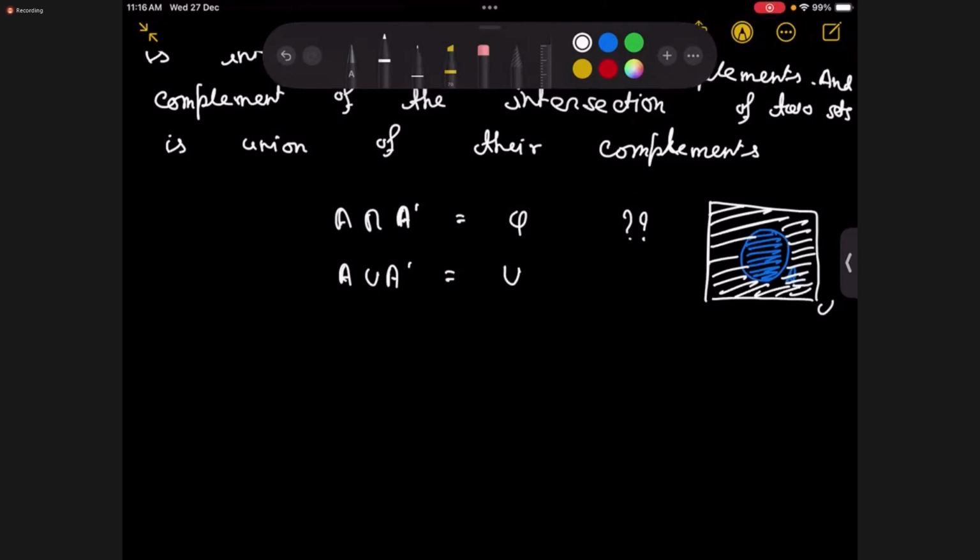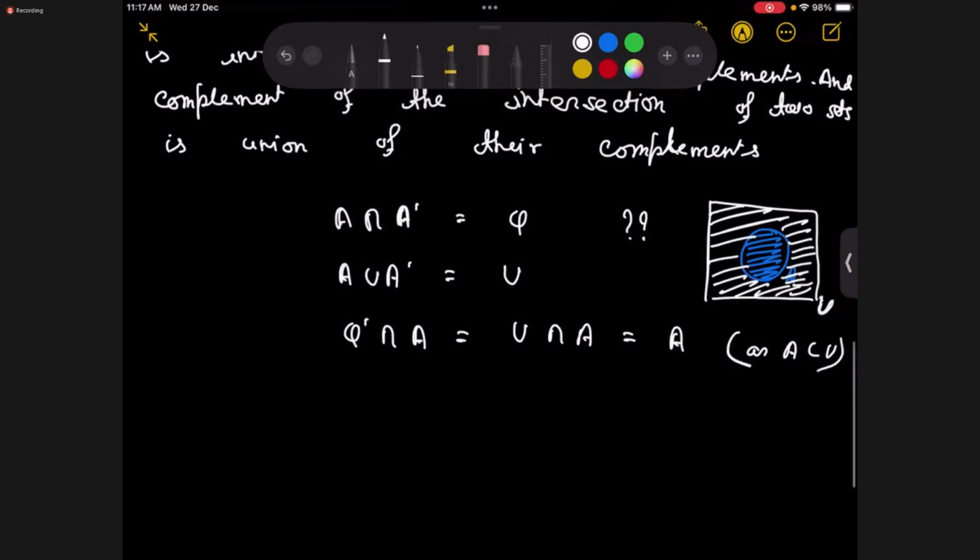Now what about phi complement intersection A? So what is phi complement? Phi means null set, or the set which contains no element. So the complement must contain all elements of the universal set. So phi complement is nothing but U intersection A. Now, as we know that A is a subset of U, we can say this intersection will be equal to A. Okay, so this is the reason, as A is a subset of U.